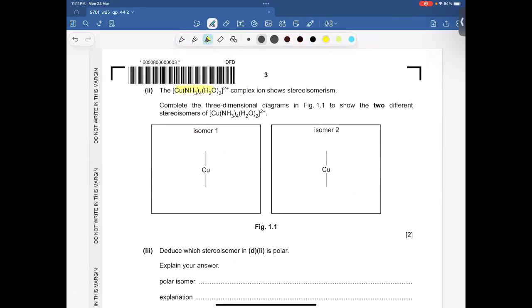This complex ion shows stereoisomerism. And obviously this complex has a situation of MA4B2, which means this situation shows geometrical isomerism as we have monodentate ligands in the complex ion. So the examiner is looking for the 3D diagram in which we need to show the 2 different stereoisomers of this complex ion. So in a 3-dimensional diagram, we must have dotted line and wedge.